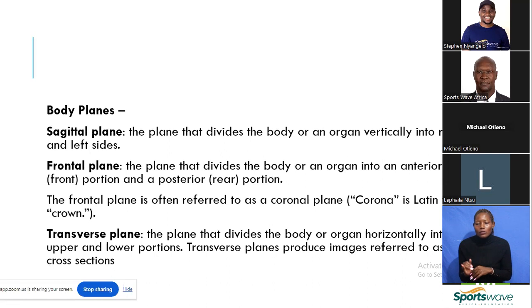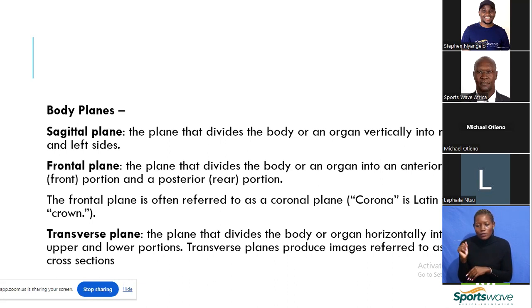Just taking you through fundamentals, you ought to understand these three body planes. We normally have the sagittal plane that divides the body vertically into right and left. That is the midsection. The body is divided into right and left. That is called the sagittal plane.